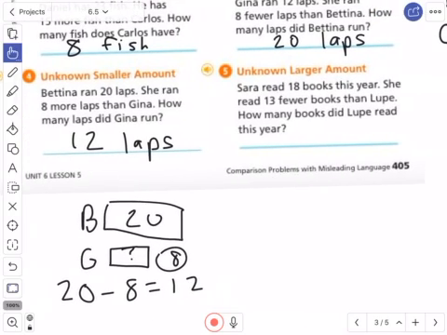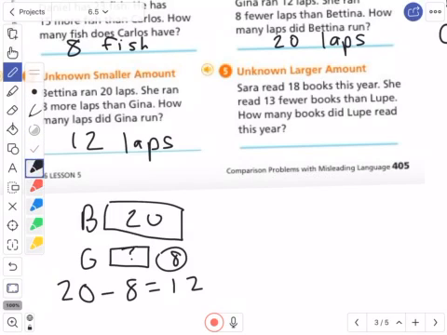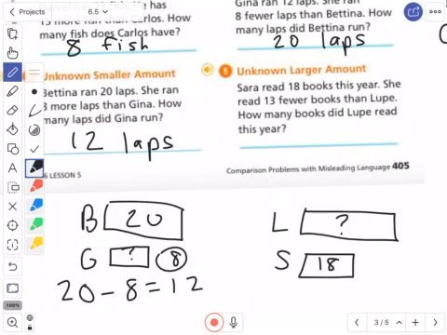And then my last one, Sarah. Sarah had 18 books this year. She read 13 fewer than Lupe. Well, Sarah read fewer books. That means Lupe is going to get the top. But we don't know how many books Lupe read, so she has the question mark. Sarah did read 18, and it was 13 fewer. So Lupe is going to have the bigger number, so it's going to be a plus: 18 plus 13. Okay, and I know 18 plus 13 is 31 books.